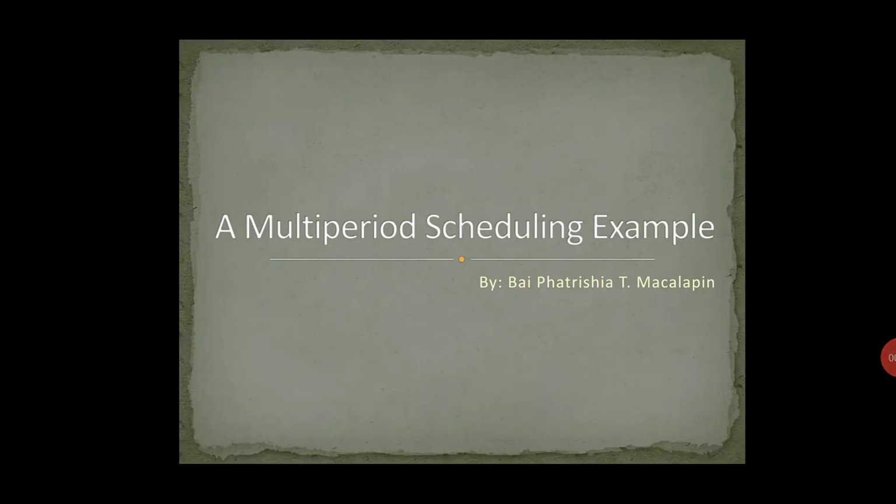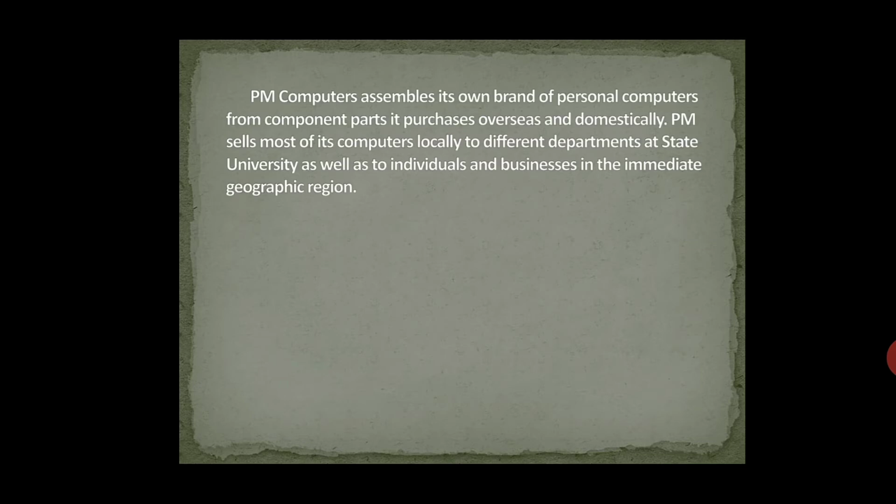Good day, so you're now on the 7th example, a multi-period scheduling example. The problem here is, PM Computers assembles its own brand of personal computers from component parts it purchases overseas and domestically. PM sells most of its computers locally to different departments at State University, as well as to individuals and businesses in the immediate geographic region.